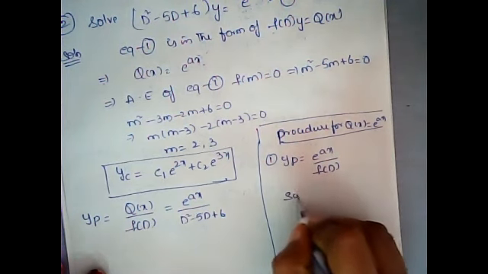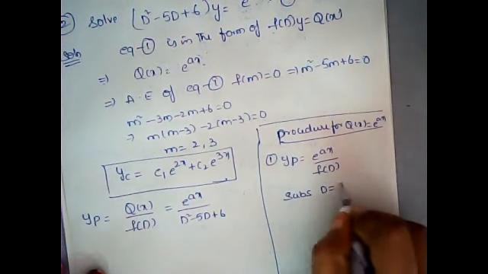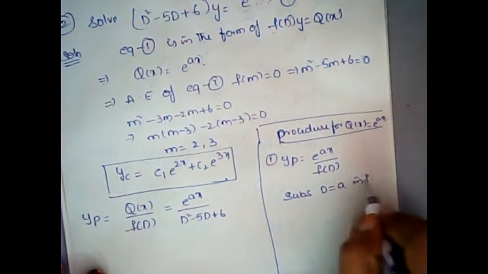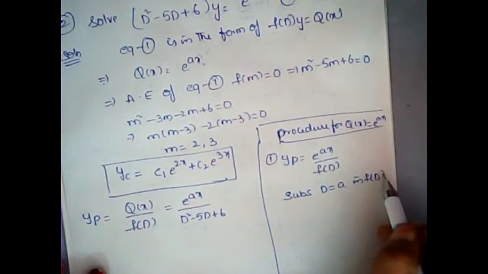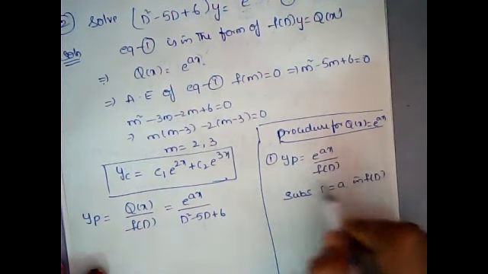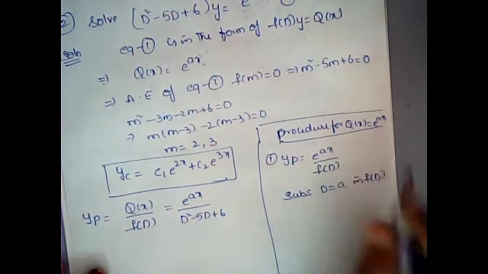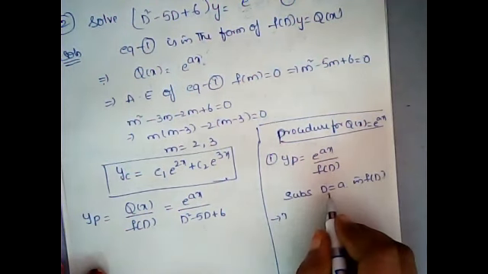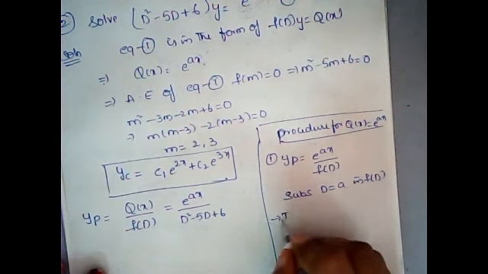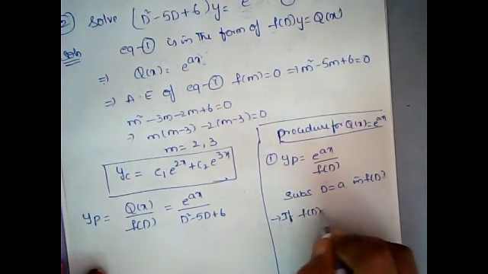After taking it in the form of e power ax by f of D, we are going to substitute D equals a in f of D. After substituting D equals a in f of D, we will get the required solution. Suppose f of D is becoming 0.